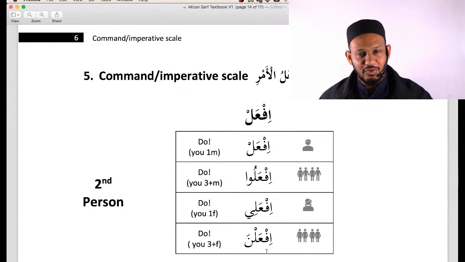If'al, do, for you one male. If'alu, do, for you many males or mixed group. If'ali, do, for you one female. And if'alna, do, for you many females. Are you able to do that? Because now we're going to add some detail, inshallah.